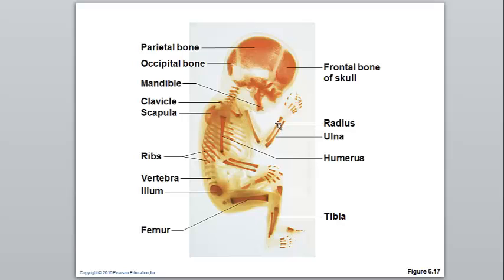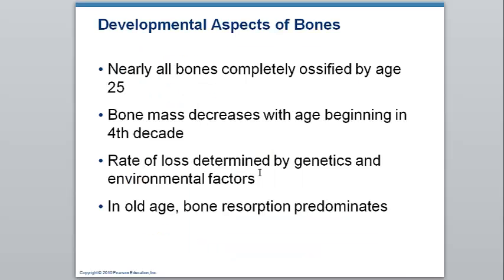Look at the epiphyseal ends. The epiphyseal ends of the long bones are not seen because the x-rays pass right through them. Why do they pass right through them? Because they're hyaline cartilage. Okay, that's basically what you're seeing over here. As the baby grows, all the bones get ossified. By age 25, nearly all bones are ossified. But after you grow older, by the fourth decade, the bone mass starts to reduce.